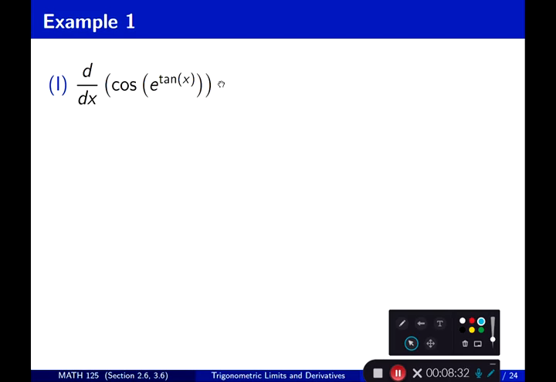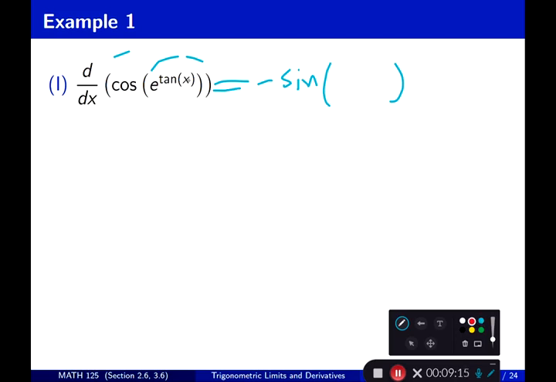First example, find the derivative of cosine of e to the power tangent of x. So first step is, here we have a most outer function, which is cosine of x, and we have an inner function that is e to the power tangent of x. So first we take the derivative of the most outer function, which is going to be minus sine of, and then in big parentheses put everything else.